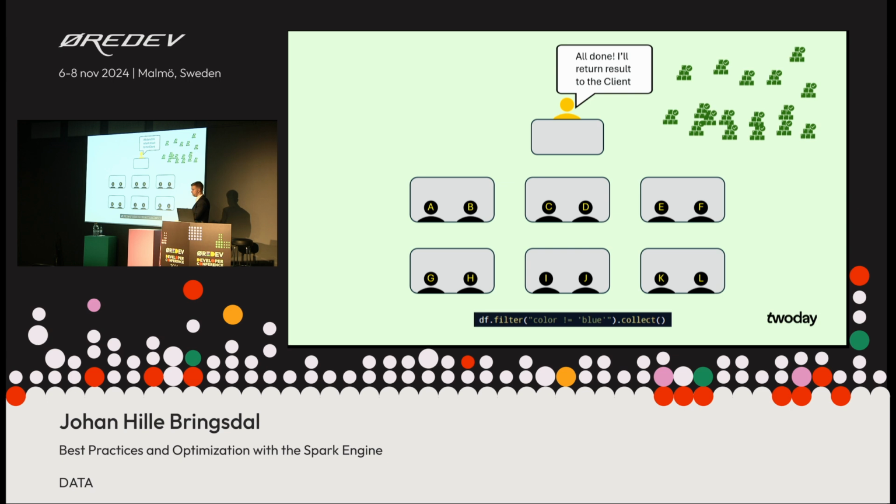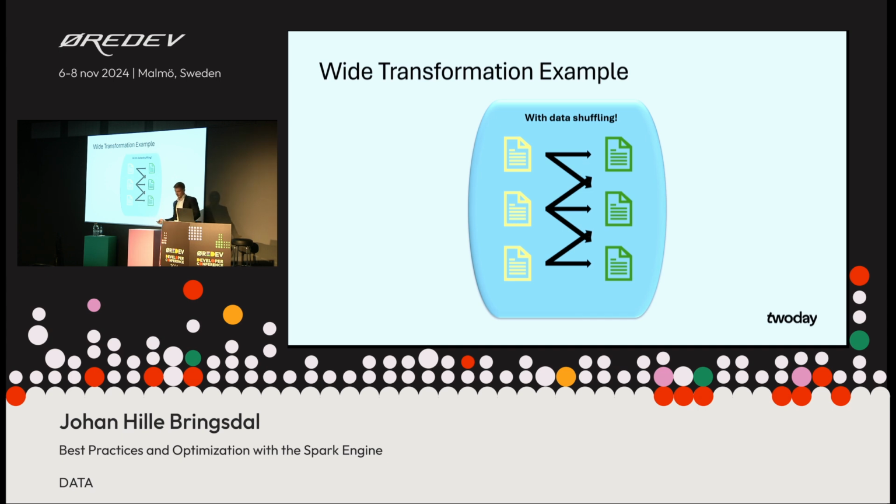There was no data shuffling required between these cores. They only had to filter out the blue cars from each individual memory partition and return that to the driver. So that was a narrow transformation example.